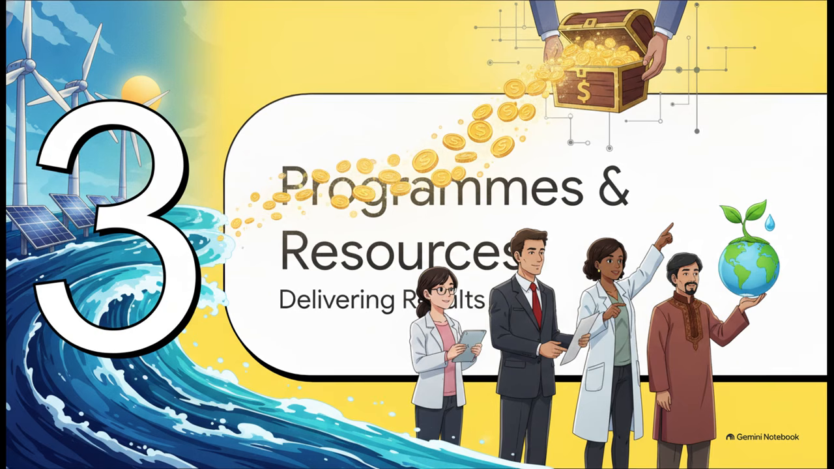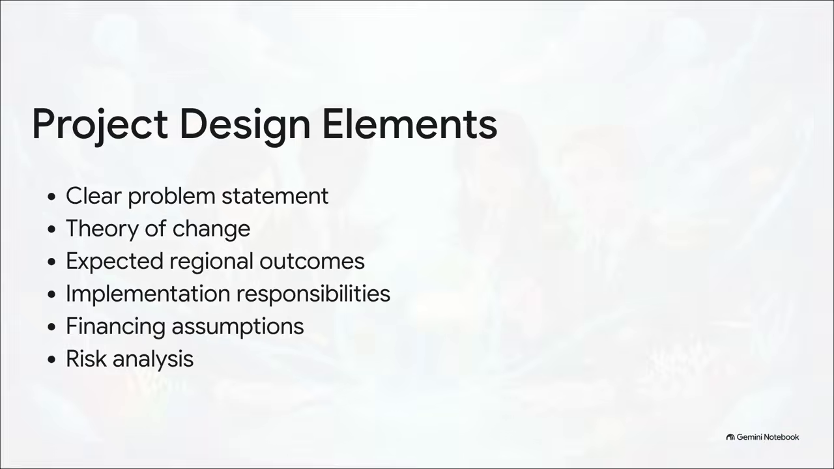Next up is Pillar 3, programs and resource mobilization, delivering results. Look, it's one thing to agree on a policy in a fancy meeting room. It is a whole different ballgame to actually fund it and get it done on the ground. At this executive level, a robust program design requires some serious rigor.